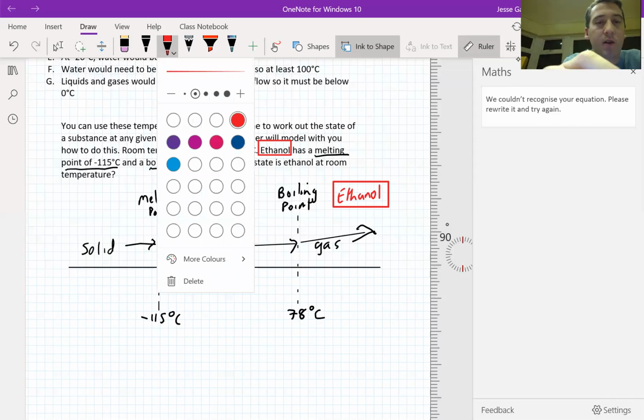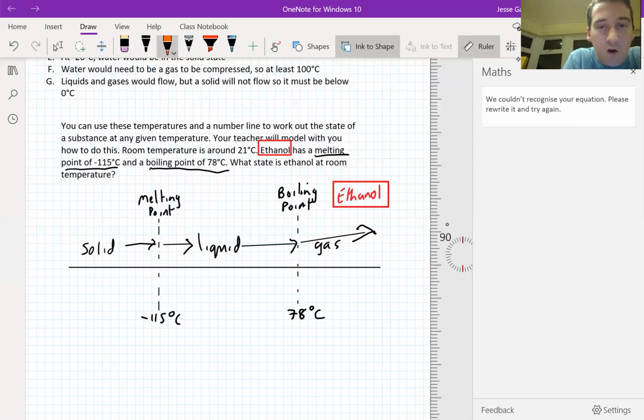And the last thing I need to do is plot the temperature that they've asked us about on the number line. Well, they've asked us, what state is it at room temperature? Now, room temperature we learned was 21 degrees C. So I need to find out where is 21 degrees C. Well, the melting point is minus 115 degrees. That's below 21 because it's a minus number. It's well below 21. The boiling point is 78 degrees. That's above 21 degrees room temperature. That means room temperature is in here somewhere. So I'm going to put here 21 degrees room temperature.